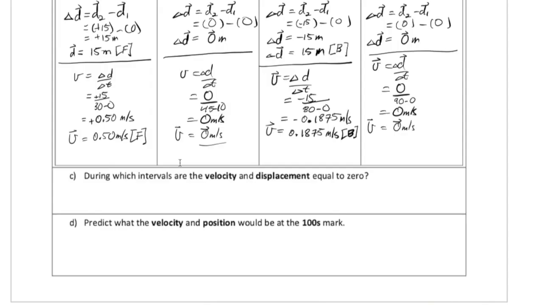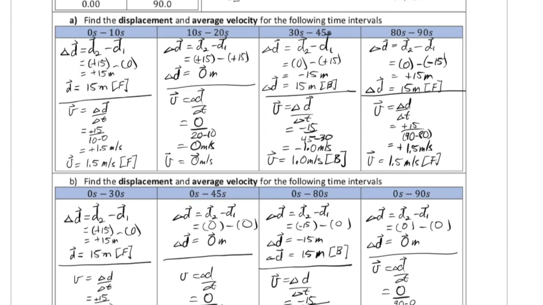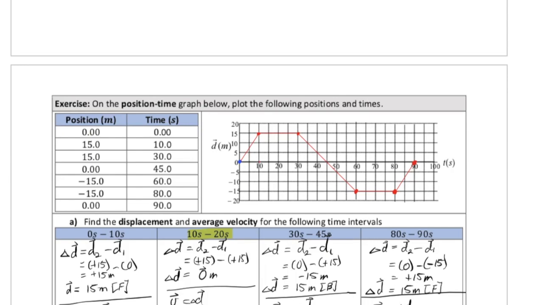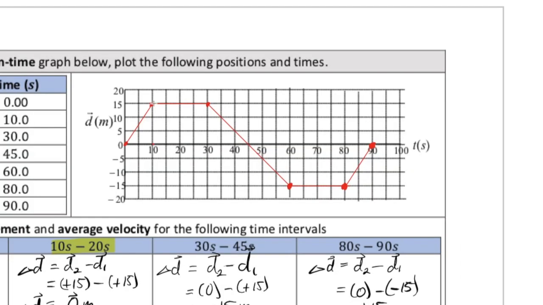So now on to part C. During which intervals are the velocity and displacement equal to 0? Well, we already identified a few of them, 10 to 20 seconds, 0 to 45, 0 to 90 seconds, but in fact, there are a lot more. It's basically this. If you take a line and cross anywhere and find a flat spot, for that segment, the average velocity is going to be 0, and the displacement.